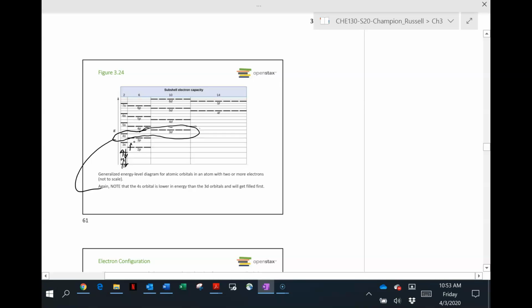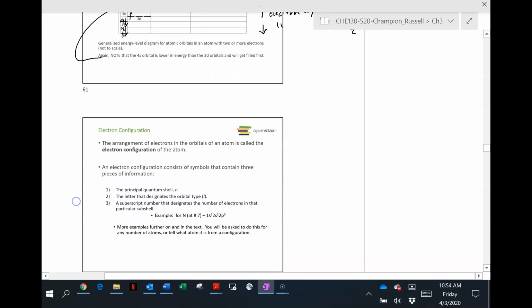Again, when I say an arrow up, that means an electron with m sub s equal to plus 1/2, and if I say down, that's an electron with m sub s equal to negative 1/2. That's the spin quantum number. Now, there are 2 things that we talk about. What we're looking at up here is an orbital diagram.